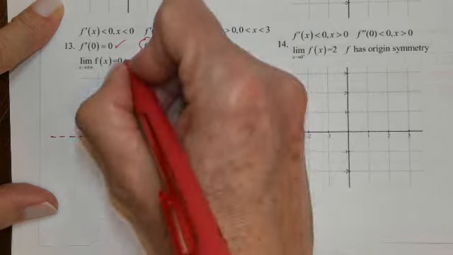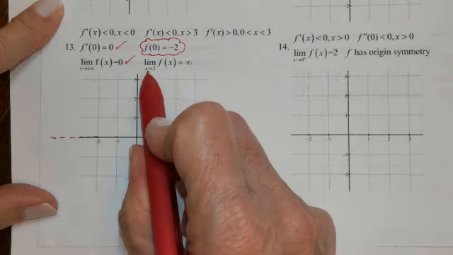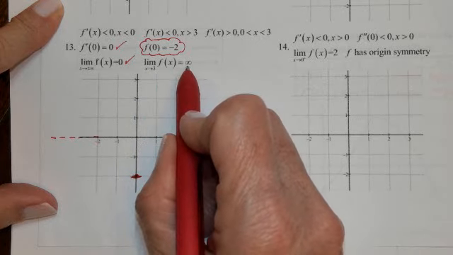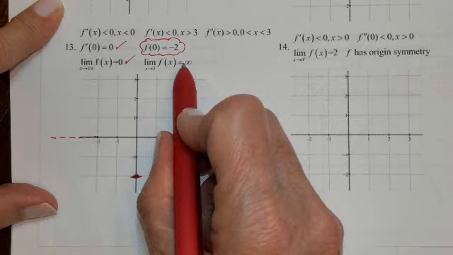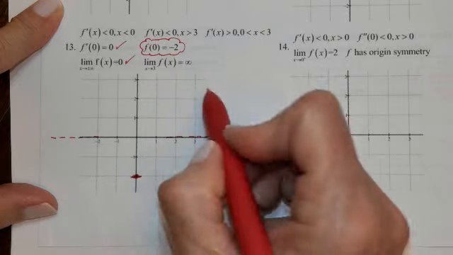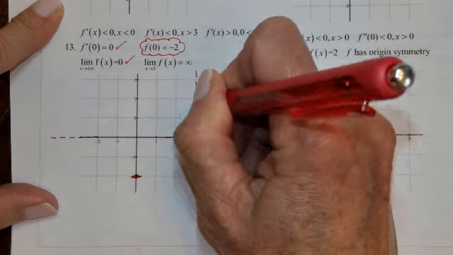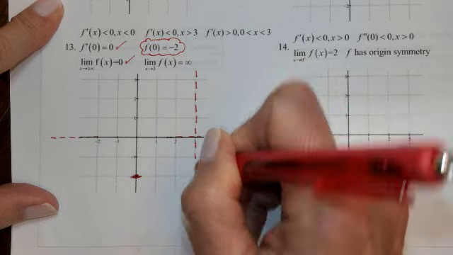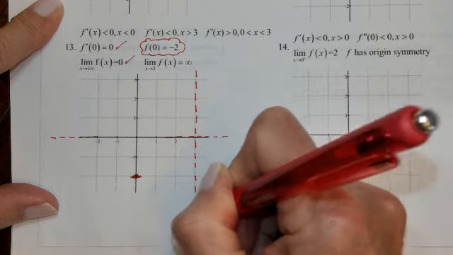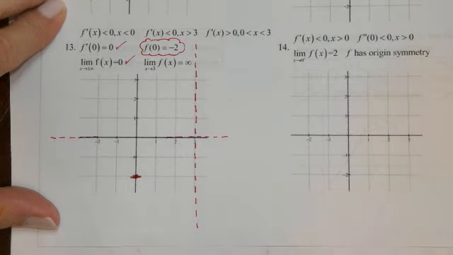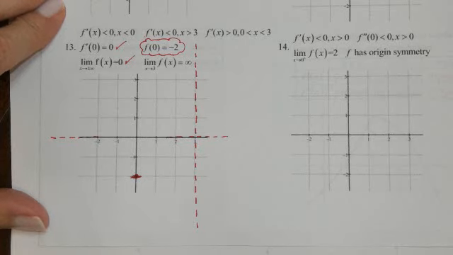Okay? Took care of that. The limit as x goes to 3 is infinity. They just gave us a vertical asymptote at x equals 3. So at x equals 3, we have a vertical asymptote. Now a vertical asymptote I put through the entire graph because you cannot cross a vertical asymptote. Not like a horizontal asymptote. You can cross that. Alright, so I took care of that.